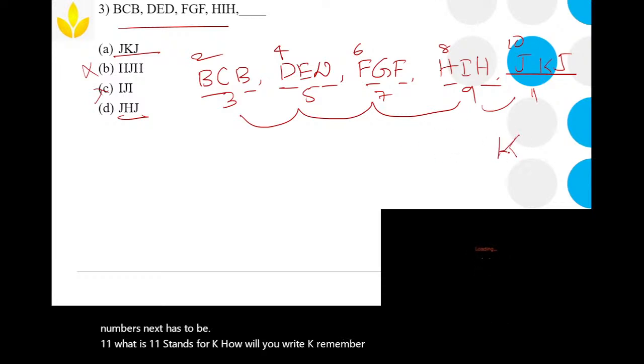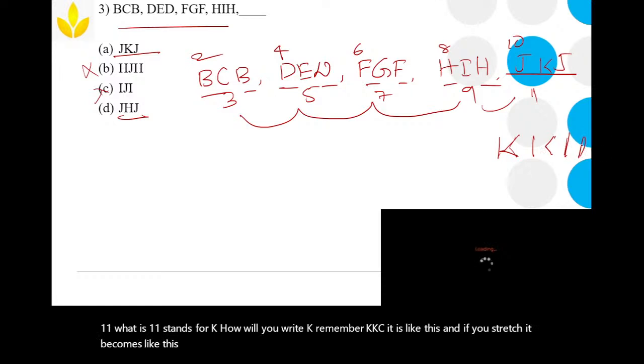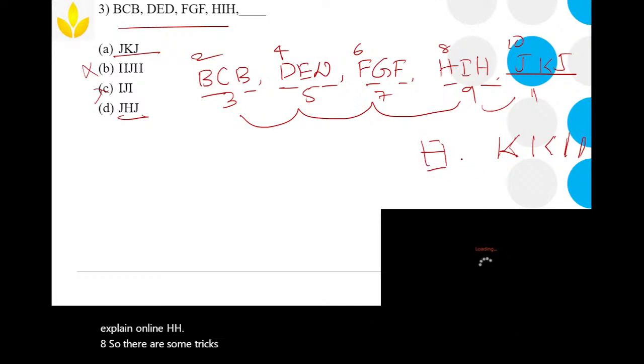Remember K? See, it is like this. And if you stretch it, it becomes like this. Stretch it completely, it becomes 11, looks like 11. I don't know how to explain online. H is 8. So there are some tricks to remember the letters. Okay, J K J. Answer is option A.